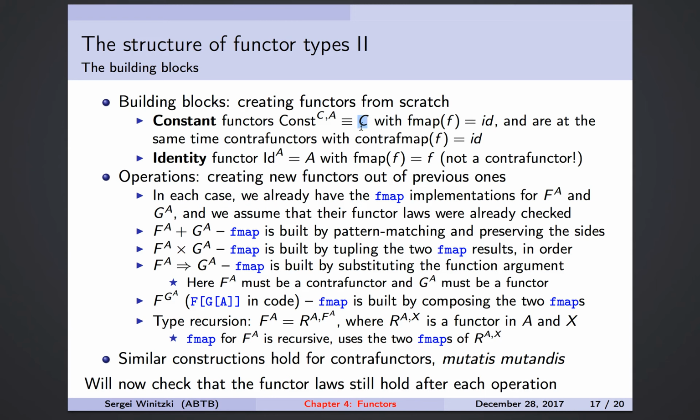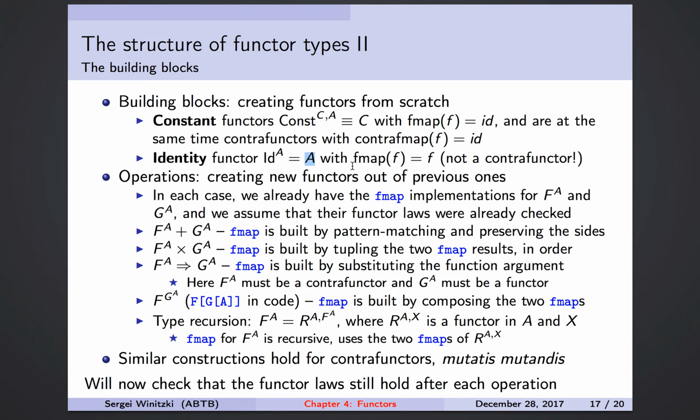And interestingly enough, this is a contrafunctor at the same time, with the contramap also equal to identity. And all the laws hold trivially, because it's always identity. So all the compositions are always identities. So that's not much to check. The identity functor is the functor that takes a type parameter and always returns that same type parameter.